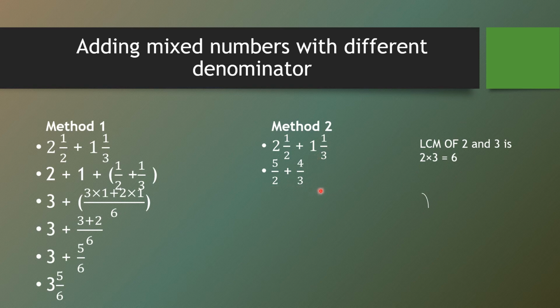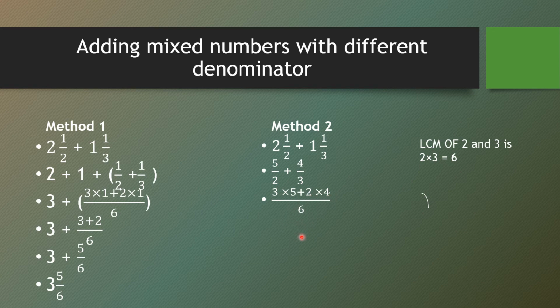Now these are improper fractions with different denominators 2 and 3. So same LCM. The LCM is 6 here for 2 and 3. We can use that LCM. We will write the LCM as the denominator, and 2 3s are 6. We will divide 6 by 2 and the result we will write here. 2 3s are 6. 3 we will write here, multiply by this numerator 5, plus 3 2s are 6. We will write 2 here, multiply this numerator 4.